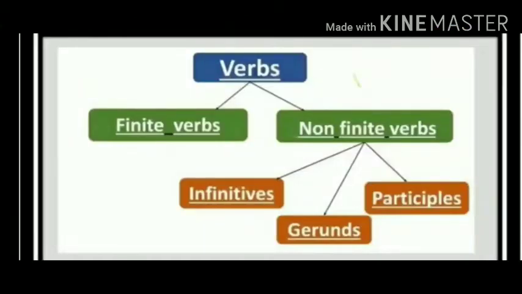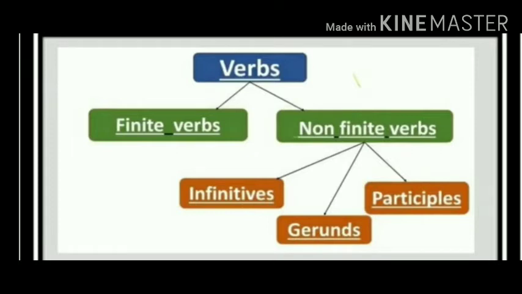In the previous chapter, we had learned about finite verbs and non-finite verbs. So let's revise it. Finite verbs can change with the number, person and tense. But the non-finite verbs cannot change with the number, person and tense in the sentence. Further, we have discussed that there are three kinds of non-finite verbs, that are infinitives, gerunds and participles.